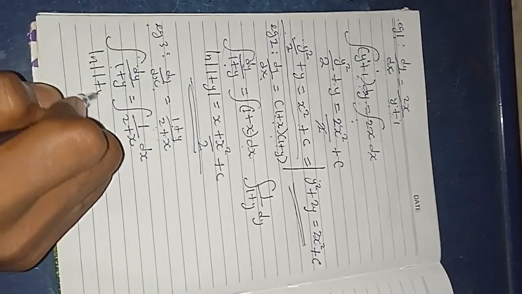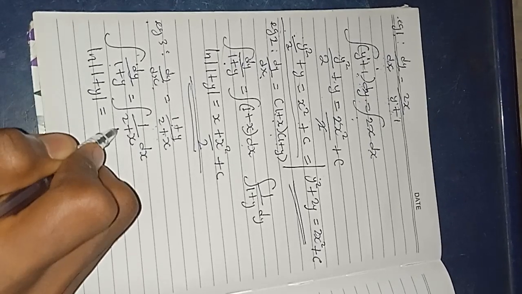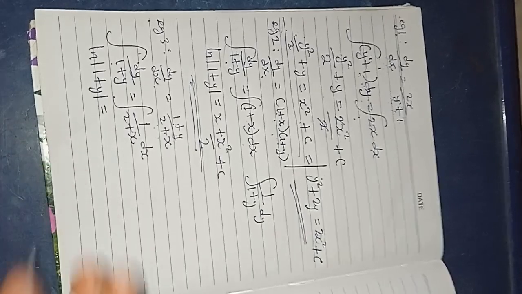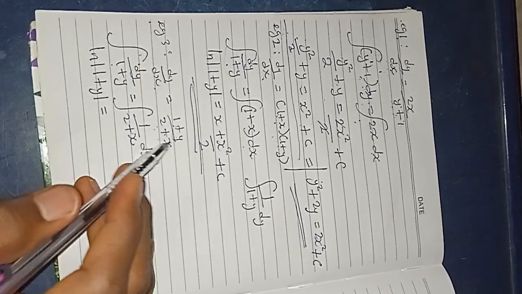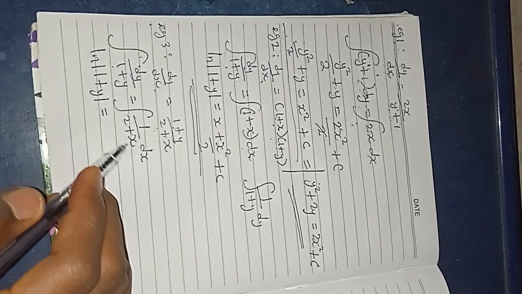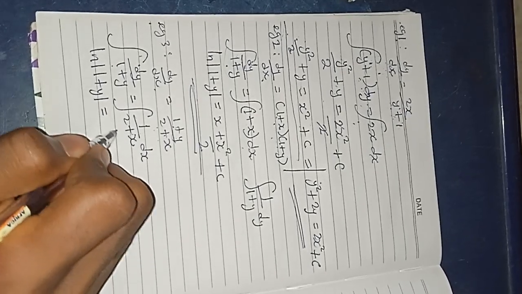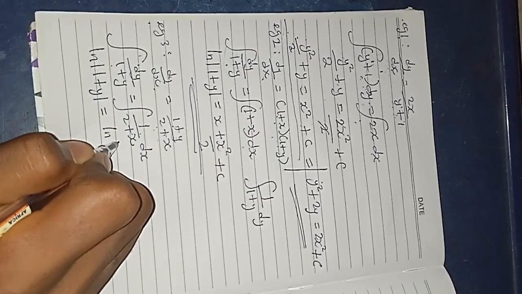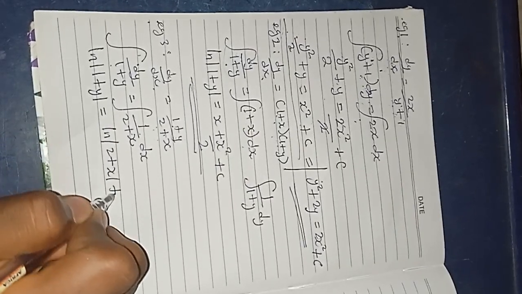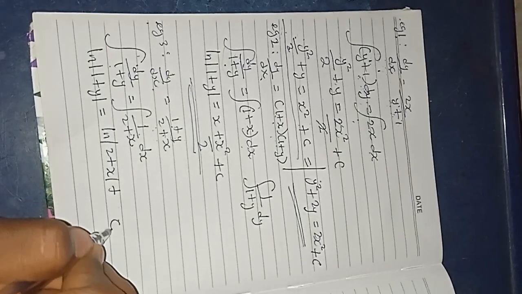of 1 plus y, which is equal to, to integrate 1 over 2 plus x, integrating 1 over 2 plus x will give you the natural log of the absolute value of 2 plus x, plus our constant of integration, c.